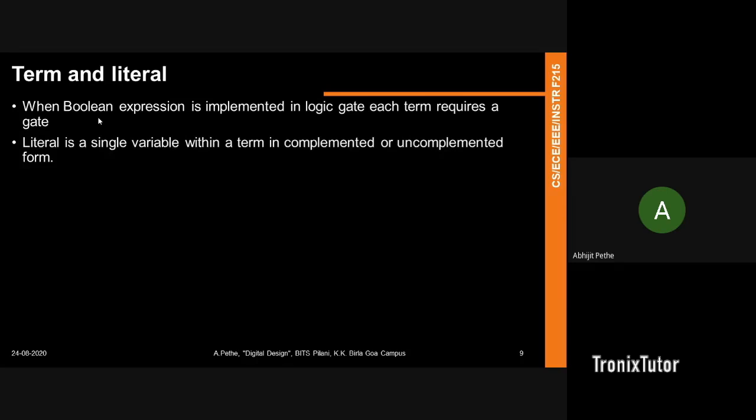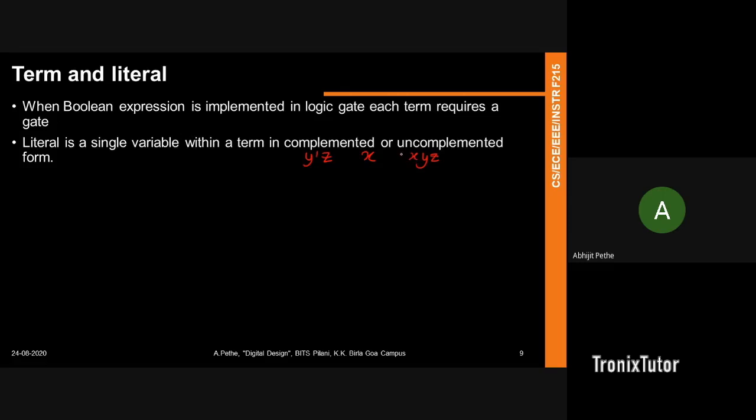Now, we'll call something a literal, and a literal is a single variable within a term, complemented or uncomplemented, right? For example, y prime z is a term which has two literals, y prime and z. x is a term which has only one literal because it just has the value x. There are no other forms of variables available. A term like xyz has three literals, right?